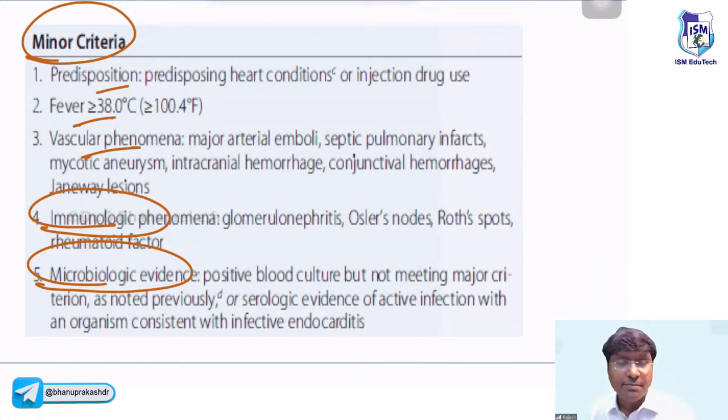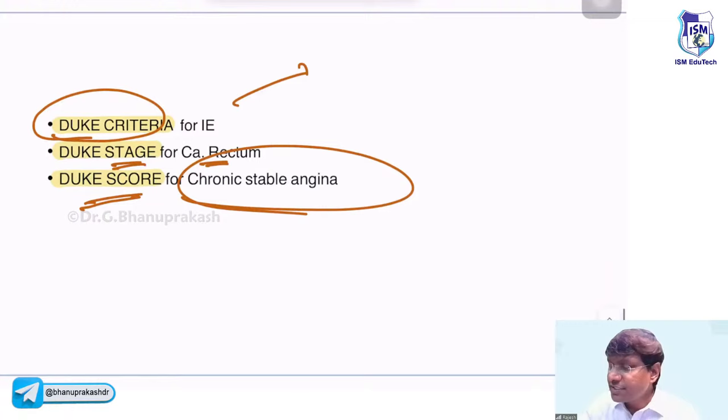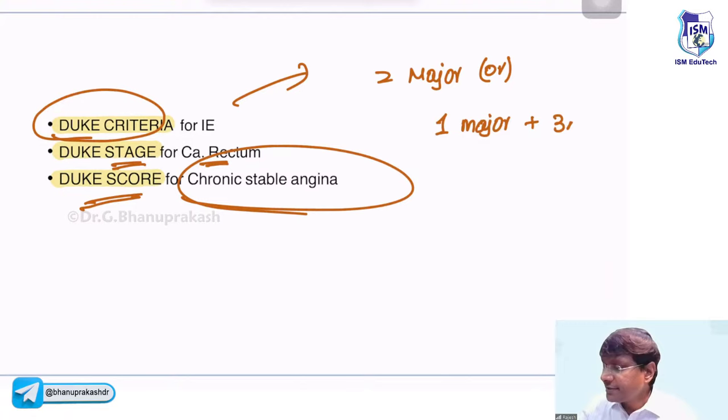Then what is the diagnostic criteria according to your Duke's? The diagnostic criteria is either two major, or one major plus three minor, or the presence of all the five minor criteria. That will be the diagnostic criteria for infective endocarditis.